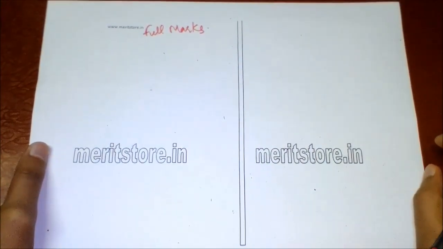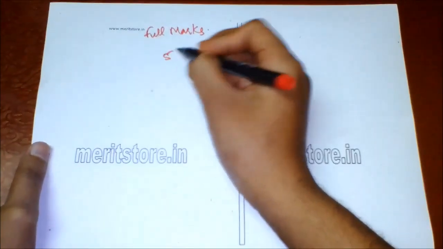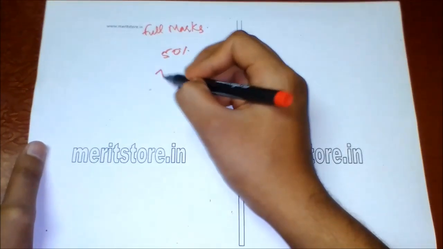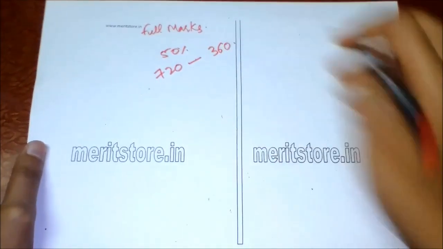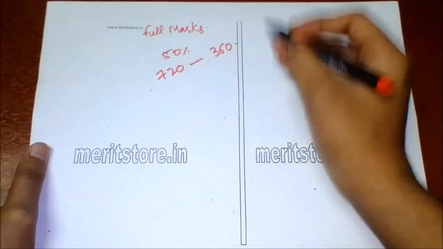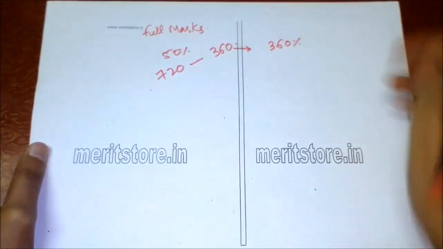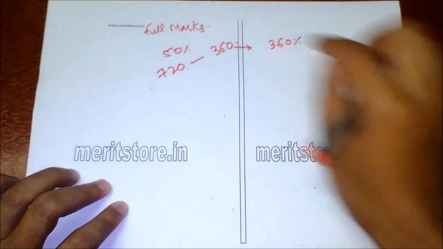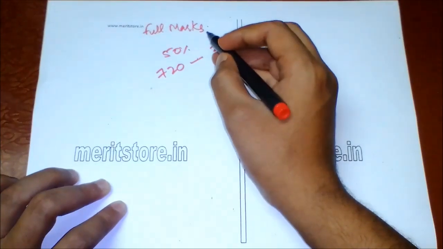See guys, biology is a subject whose weightage in the NEET exam is 50% of the total. It's 720 marks, of which 360 is biology. To qualify for medical or dental examination, you need to score 50% marks, that is 360 marks. So this you can easily do by getting maximum marks in biology.